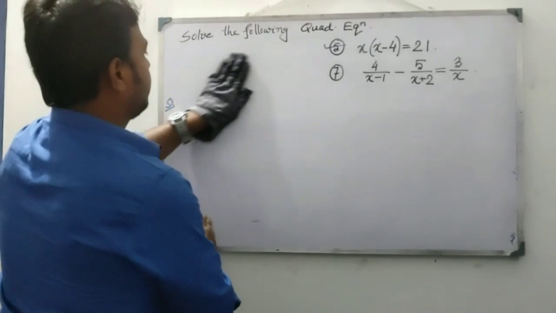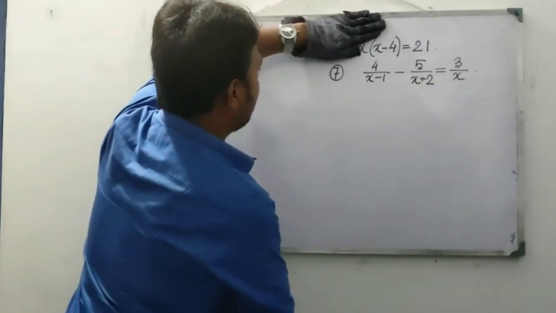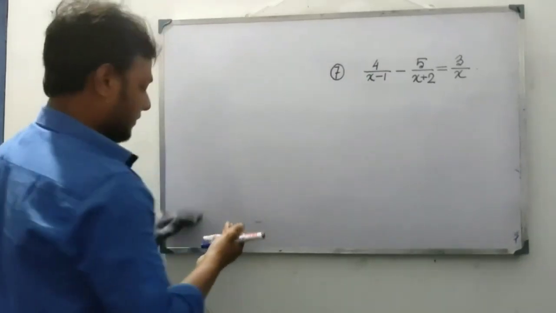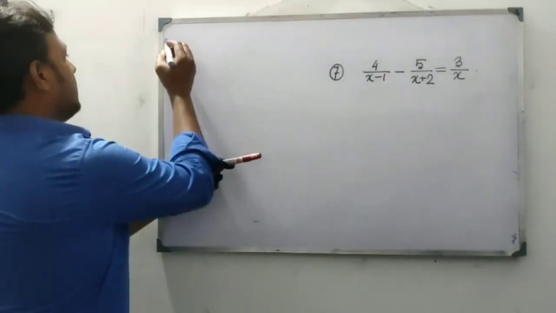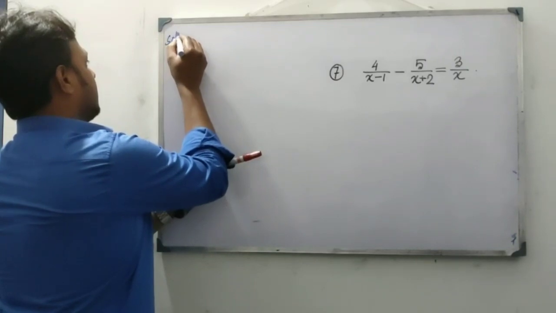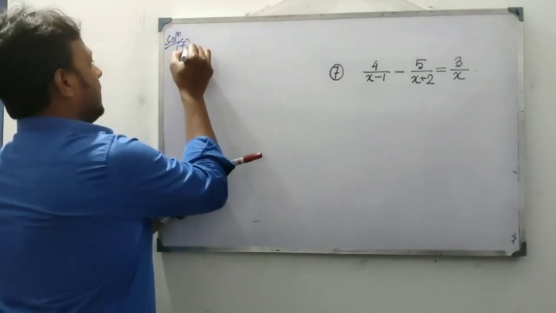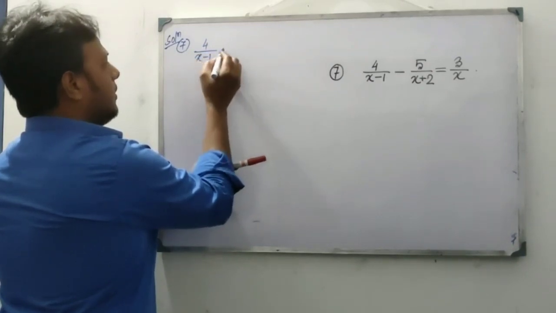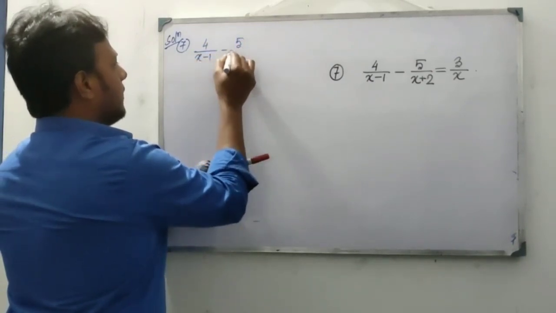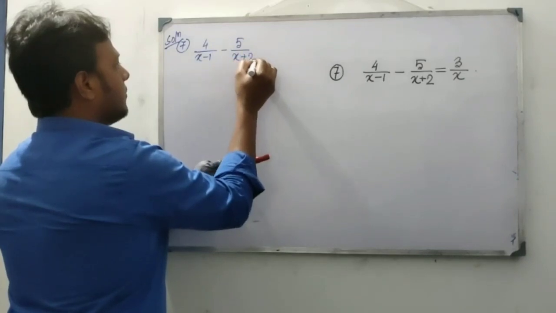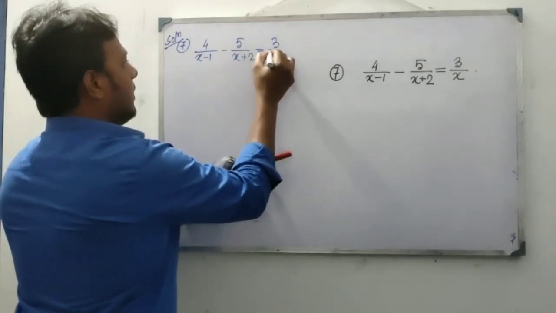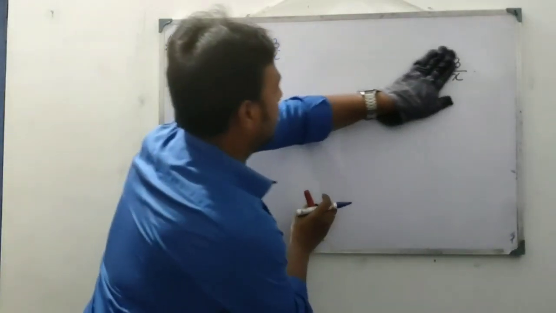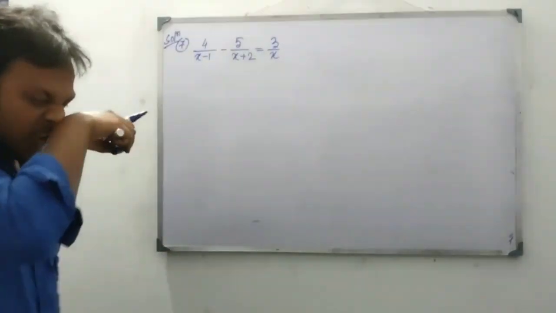In this part, for 7 number we need more space. Solution of 7 number. I am writing here, okay? After that I will use that side. 4 by x minus 1 minus 5 by x plus 2 equals to 3 by x. Okay, now I am using this. Okay, I have to solve it.